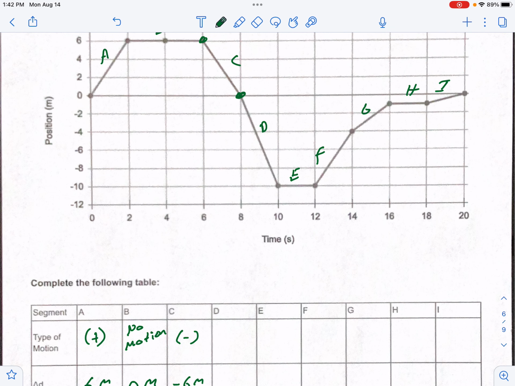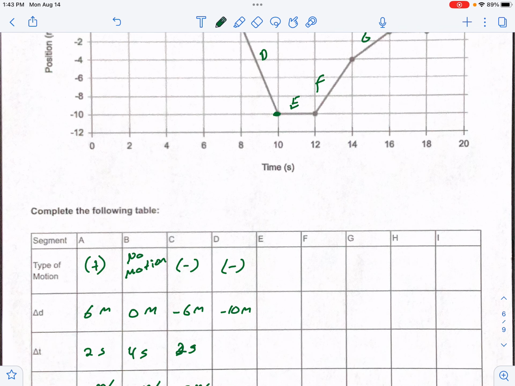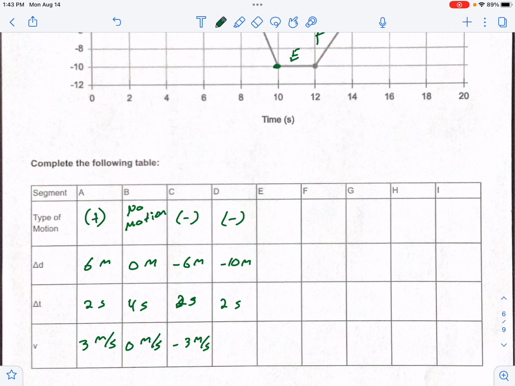Now, if we look, line D gets a little bit steeper, so that means our velocity should go up. It is still a constant negative because we're going down. My final is going to be negative 10 minus my initial, which is 0. So negative 10 minus 0 is going to give me negative 10 meters. It still took us 2 seconds for this, so my time is 2 seconds. So negative 10 divided by 2, negative 5 meters per second.